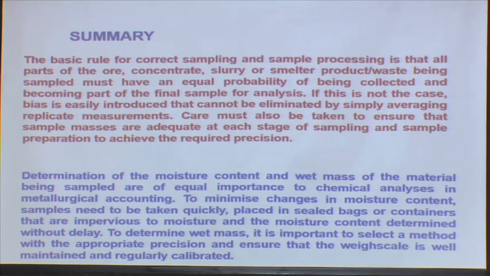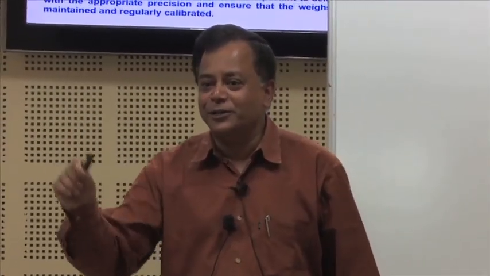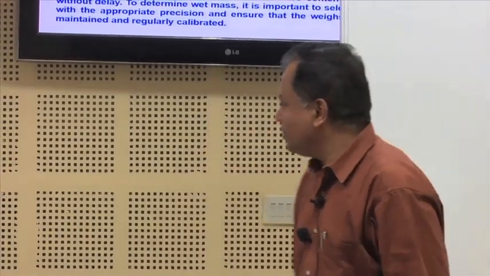Okay. To minimize changes in moisture content, samples need to be taken quickly, placed in sealed bags or containers that are impervious to moisture, and the moisture content determined without delay. To determine weight or mass, it is important to select a method with the appropriate precision and ensure that the weighing scale is well maintained and regularly calibrated. Many times you will find that in your weighing balance there are already some leftover particles, which already have some weight. So, have you tared it? Make sure of that.